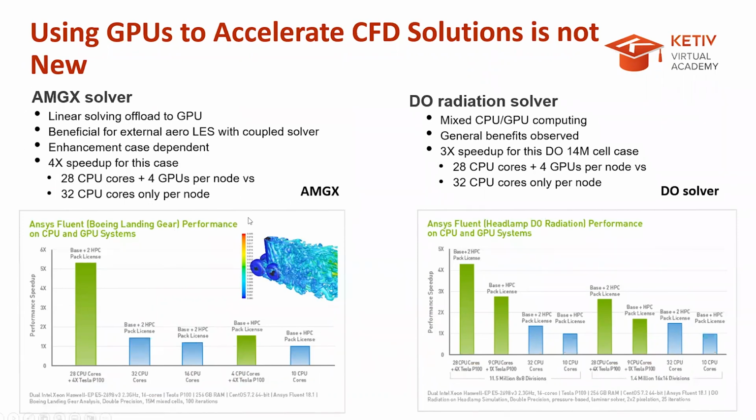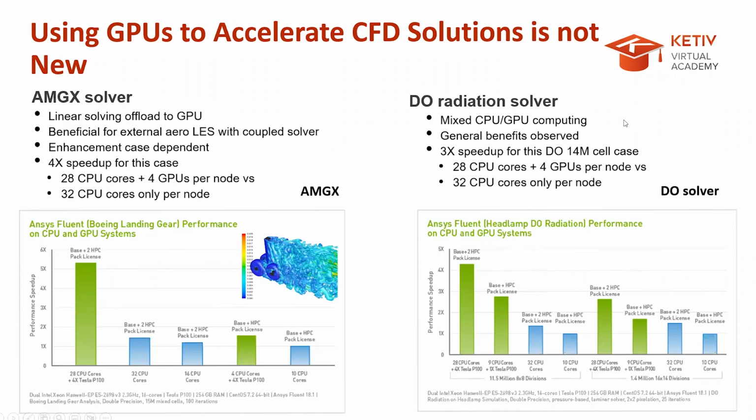So on this slide over here, you can see 2 examples. This one is for an external aero problem, wherein we use the AMGX NVIDIA solver for offloading some of the linear algebra computations to the GPU, and then the rest was done on the CPU. You can see comparisons between using 32 CPU cores, which are represented by the blue bars on this histogram. And then you can compare that to a combination of CPU plus GPU, when you end up using 28 CPU cores and 4 GPUs. So by using this approach of offloading a part of your simulation to the GPU, you can get around 4 times speed up for this particular problem.